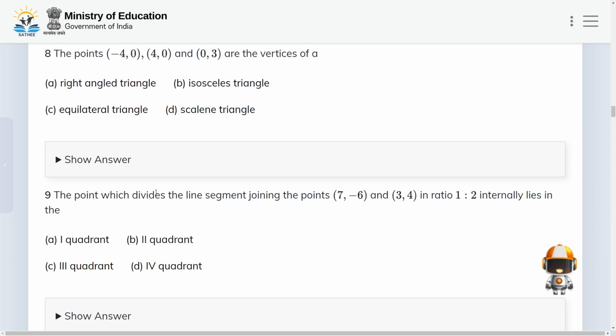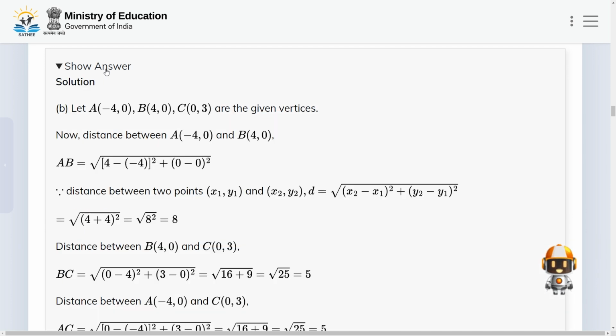In question number 8, we have the points (minus 4, 0), (4, 0) and (0, 3) as the vertices of which triangle? Here we let A(minus 4, 0), B(4, 0) and C(0, 3) be the given vertices. And secondly, we know the distance formula: D is equal to the square root of (x2 minus x1) whole square plus (y2 minus y1) whole square.